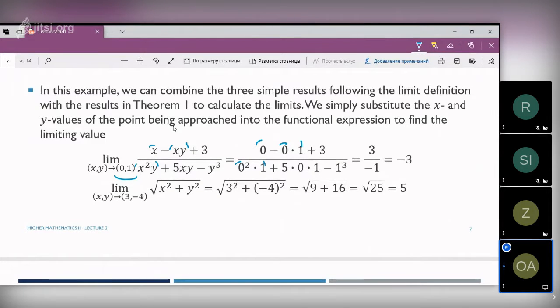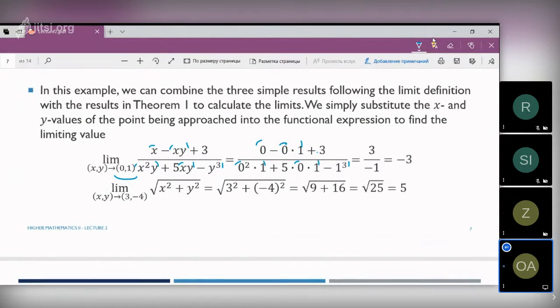What is the constant multiple rule? It was k in the rule. So 5 is itself, and then x is 0 here, and then y is 1, and then again y is this one. So now we'll see this way. 0 times 1 is 0, 0 minus 0, 0 plus 3. So we got 3 over negative 1, which gives us negative 3.